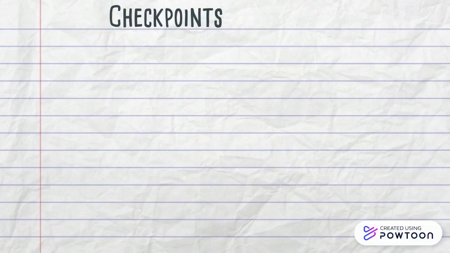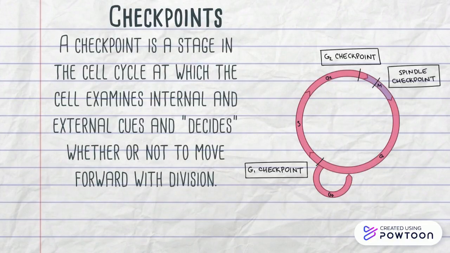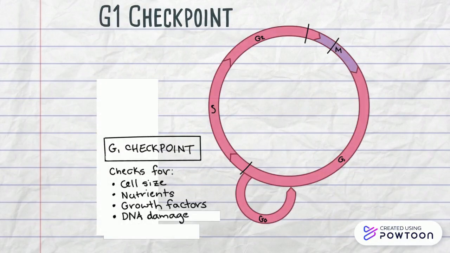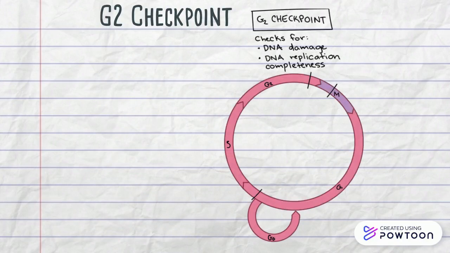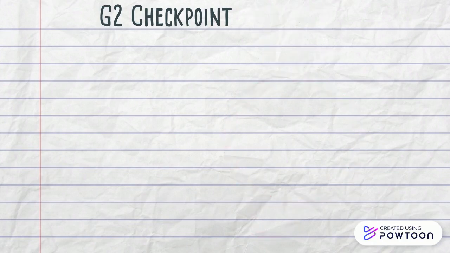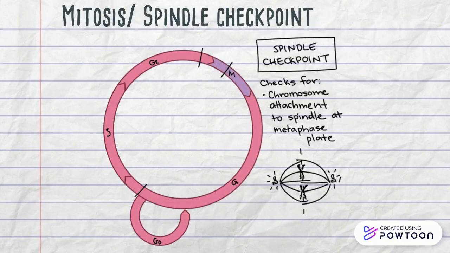A checkpoint is a stage in the cell cycle at which the cell examines the internal and external cues and decides whether or not to move forward with a division. The first checkpoint is in G1 and the cell checks for the cell size, nutrients, growth factors, and damage in the DNA, and if all of those things are not regulated, the cell may self-destruct. The second checkpoint is in the G2 phase, and the cell checks for DNA damage and DNA replication completeness. At the spindle checkpoint, the cell checks for chromosome attachment to the spindle at the metaphase plate.